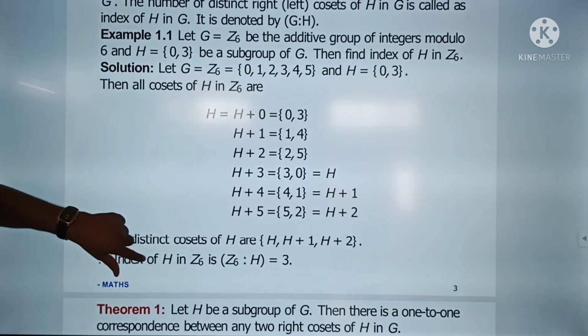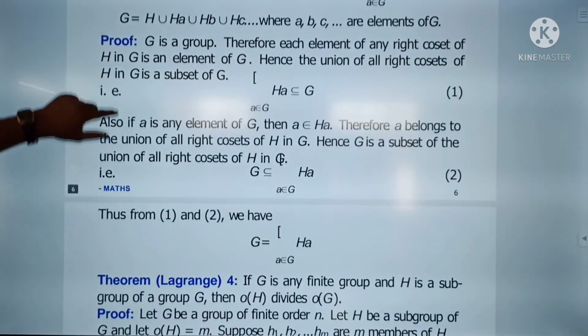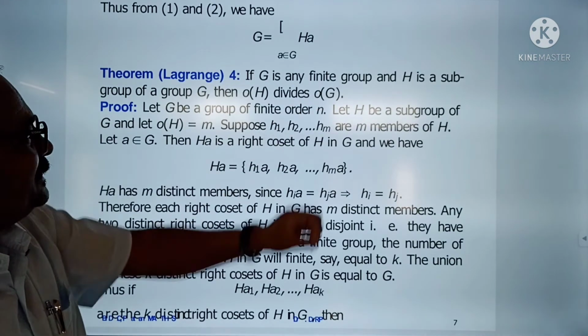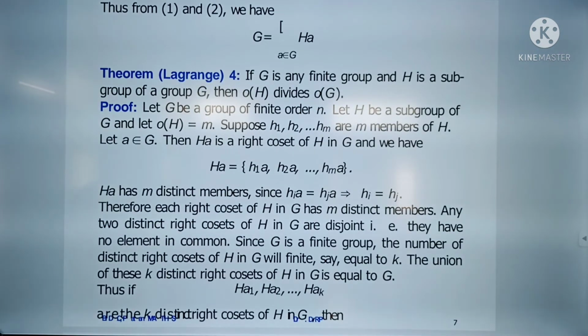Clear example here. What is the output of that is, see that we turn towards this one, Lagrange's theorem. That is an important one. If G is a finite group and H is a subgroup of the group G, then the order of H divides the order of G.